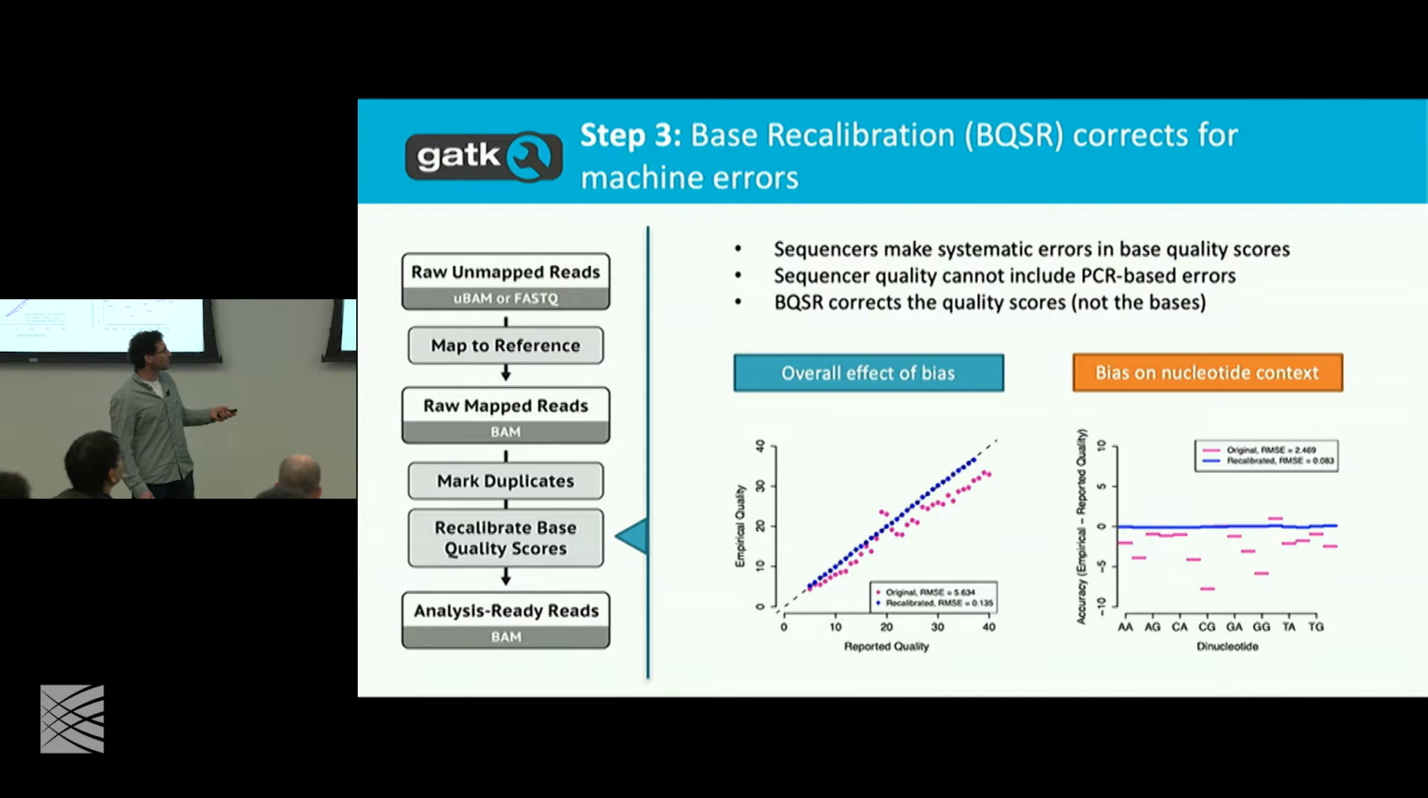And then this is the same thing, but instead of segregated by quality, we segregate by the dinucleotide context, and we see again that we've corrected. There are some cases where, for example, here a CG dinucleotide context, there's a very big error between the reported and the actual quality score. But after passing it through BQSR, then that's fixed. So this is why we advocate for using BQSR.